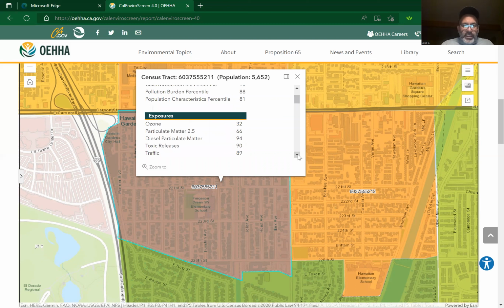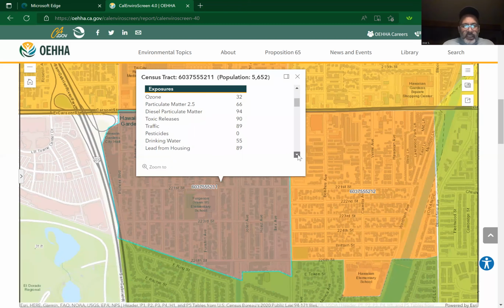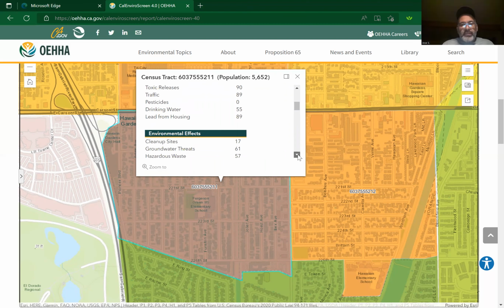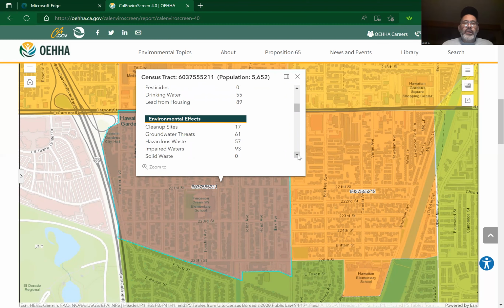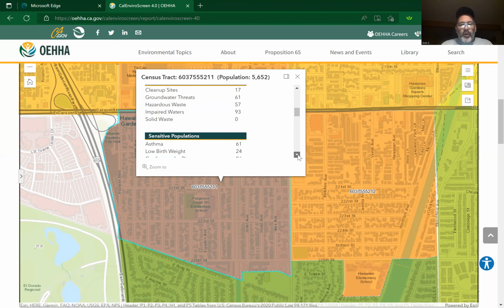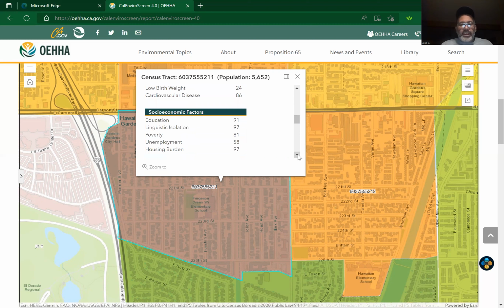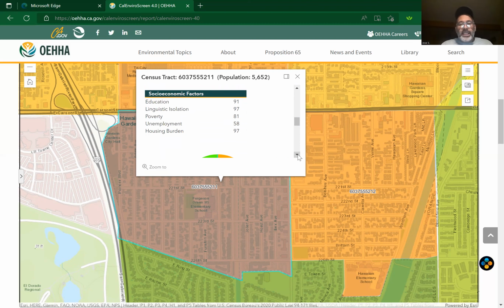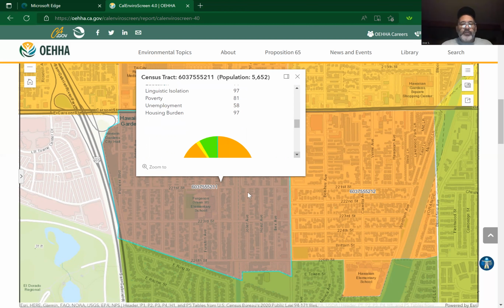The biggest pollution there is diesel, probably because of the freeway right next to it. And then lead from housing is at 89. So if you had kids, you would know to watch out for them being exposed to paint chips, things like that. You can take steps to protect them. Impaired waters is pretty high. Cardiovascular disease is high there. Linguistic isolation is 97, which means that at least in this part of Hawaiian Gardens, most people speak a language other than English. Poverty's at 81, unemployment at 58, and housing burden at 97.